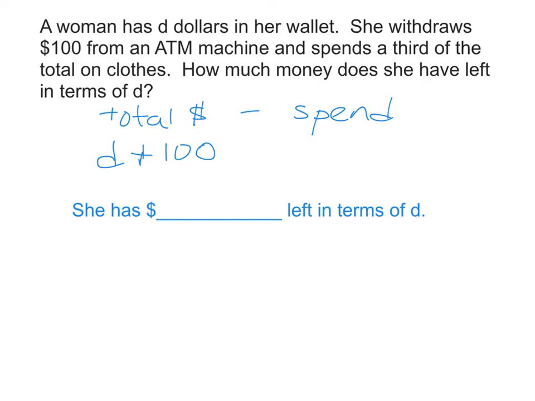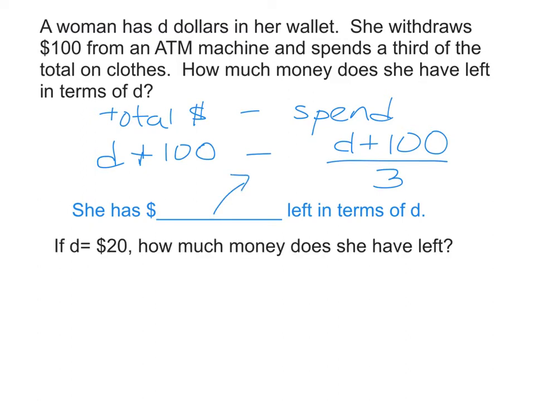Well, she spends a third of that total. So there's her total. Spending a third of it means I need to multiply this by a third, or dividing by 3 is the same thing. So I'd have to subtract that. We could have also just found this third that she spent and then taken it times 2, because she would have 2/3 left. There's always different ways to do it. So this would be the amount that she has left in terms of D.